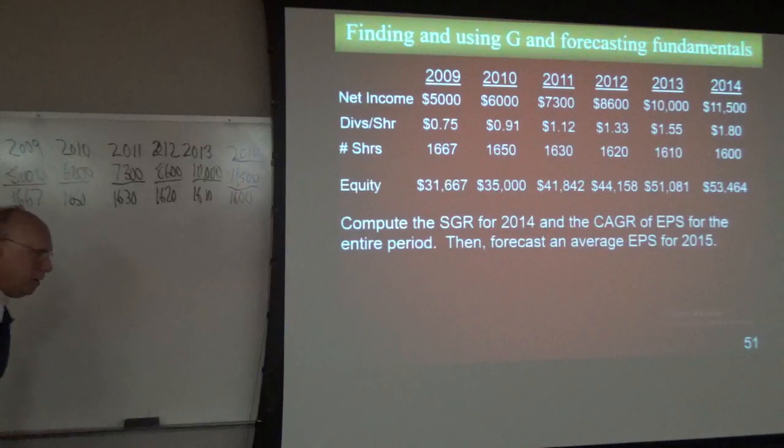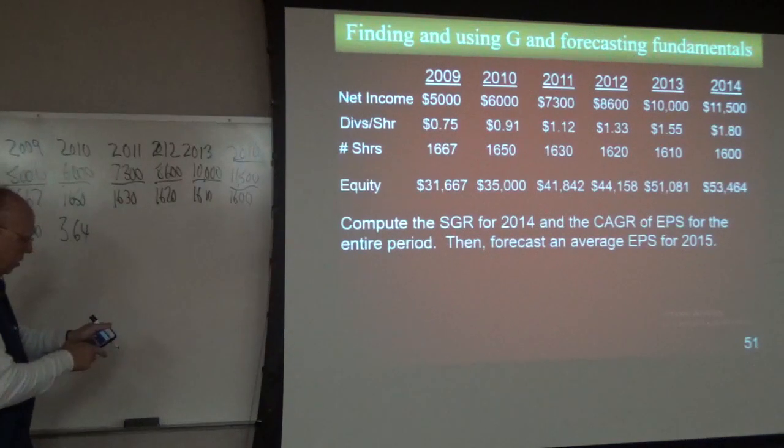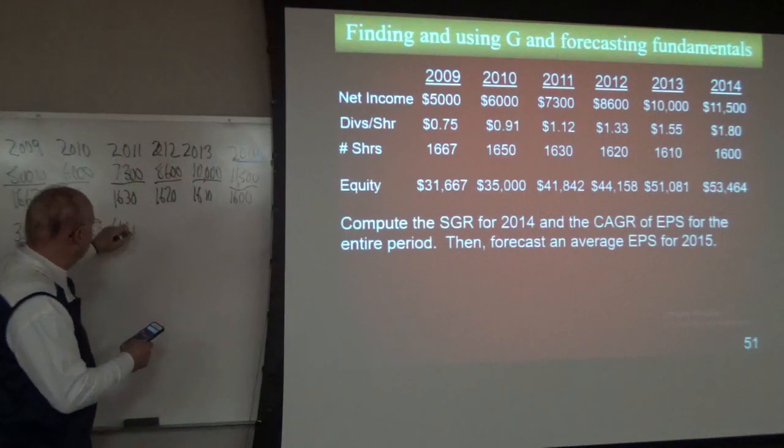Let's get our calculator out here. Here we go. Let's do our earnings per share. So we've got, let's clear it out. We have 5,000 divided by 1667 is $3. And we have 6,000 divided by 1650 is $3.64. We're going to round up just a little bit. And 7,300 divided by 1630 is 4.48.